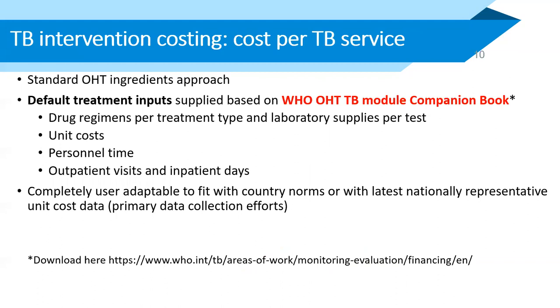For TB intervention costing, there's a cost per service, which is assembled using the standard OneHealth Tool ingredients approach. Default treatment inputs are supplied based on the WHO OHT TB module companion book and include drug regimens per treatment type, other consumables for diagnosis, unit costs, personnel time, and outpatient visits and inpatient days. We do encourage users to adapt these to fit with country norms or with other representative data.